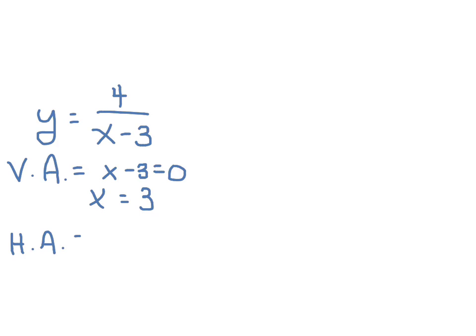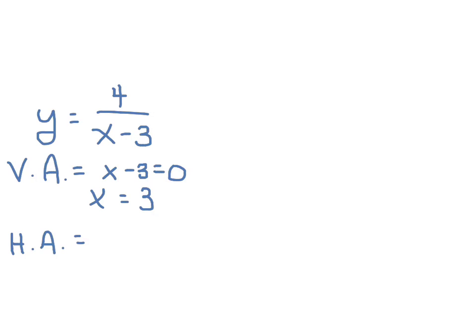This is where I gave you the 3 different scenarios. I said if the top was bigger than the bottom, there was none. If the top was smaller than the bottom, it's y equals 0. And if they're the same, then you put the lead coefficient divided by the lead coefficient.